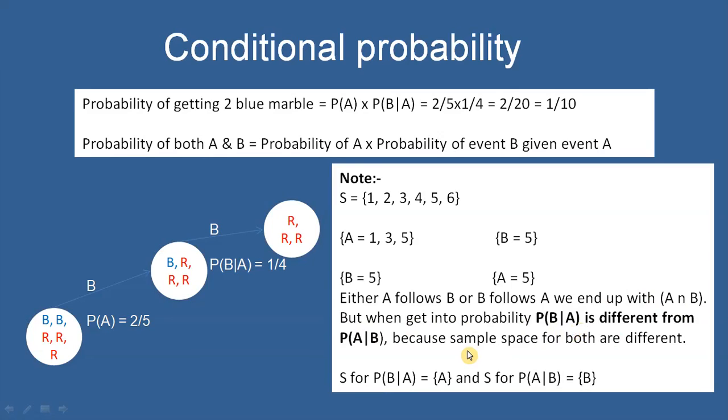because the sample space for both is different. Here, the sample space for B given A, when A has already happened, is 1, 3, 5. In the same way, the sample space for A given B, when B has already happened, is only 5. So the sample space for P of B given A is A, and the sample space for P of A given B is B. This understanding is very important for Bayes theorem.